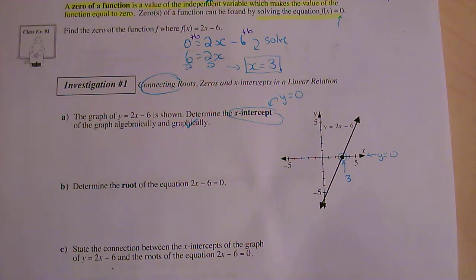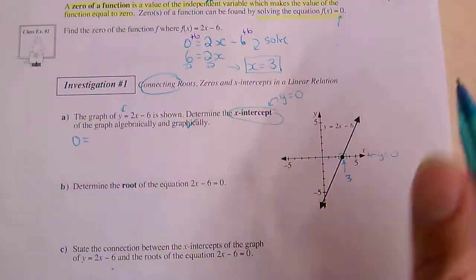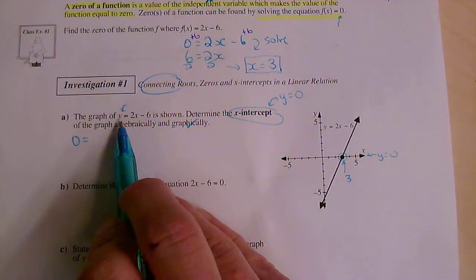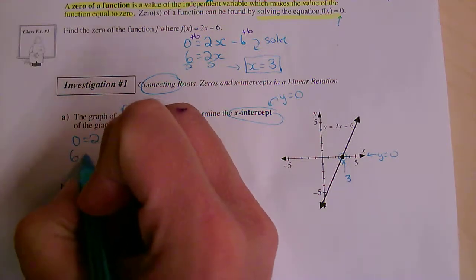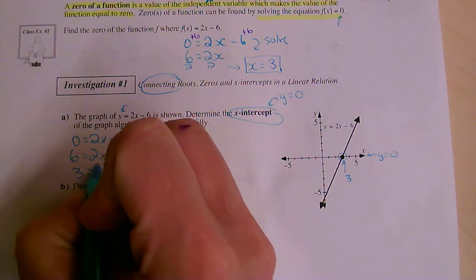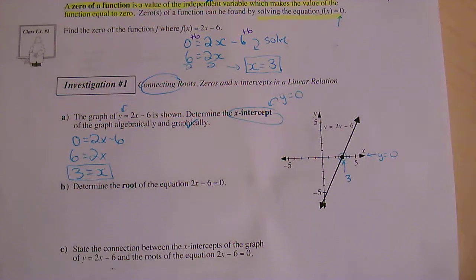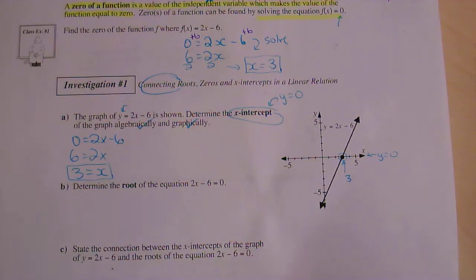If we want to do this algebraically, we do the same thing. We just set it equal to 0 because we just said that y is equal to 0. So here y is equal to 0, 2x minus 6. Move the 6 over, divide by 2. So we did it graphically and we did it algebraically.